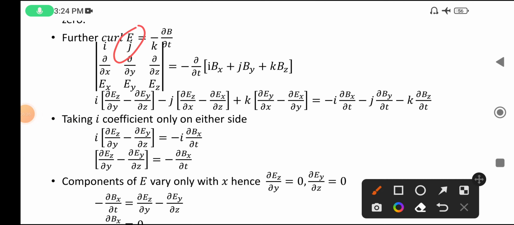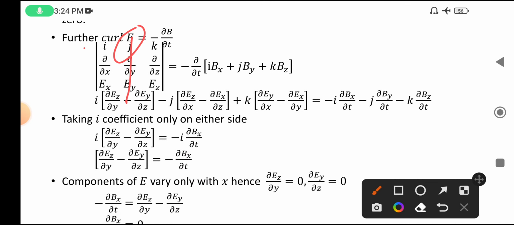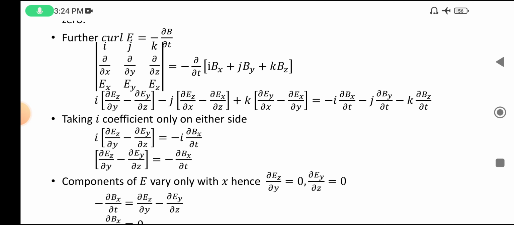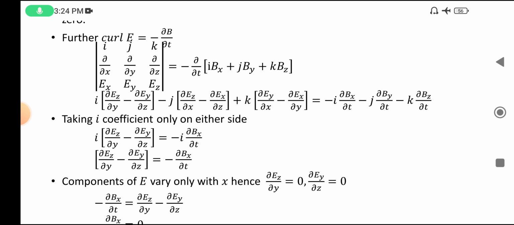Similarly, minus into j, this column and this row cancel. Then it is a, b, c, d: ad minus bc. Like this you have to write. Okay, so ad first, after minus bc. Okay, similarly we can write the k term also.